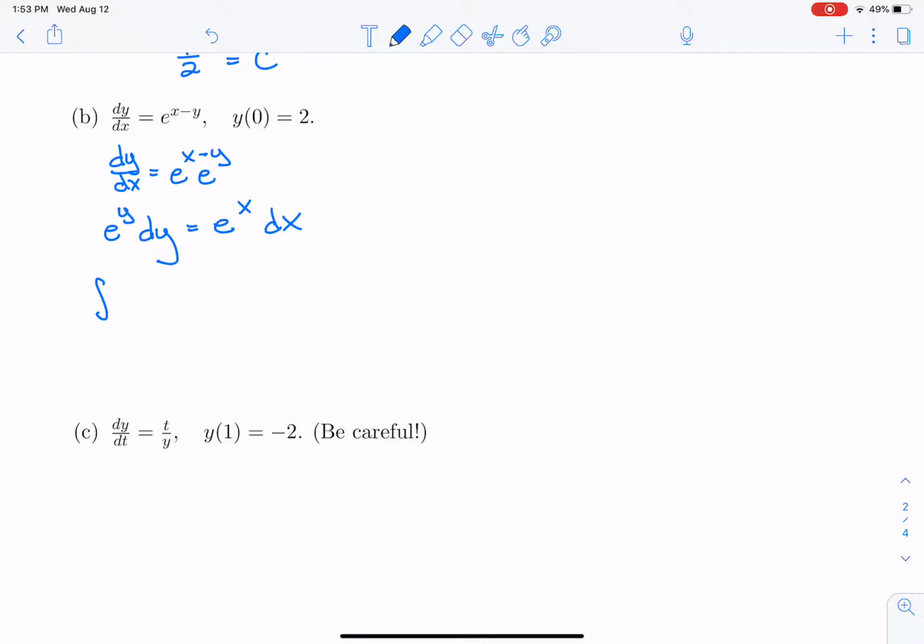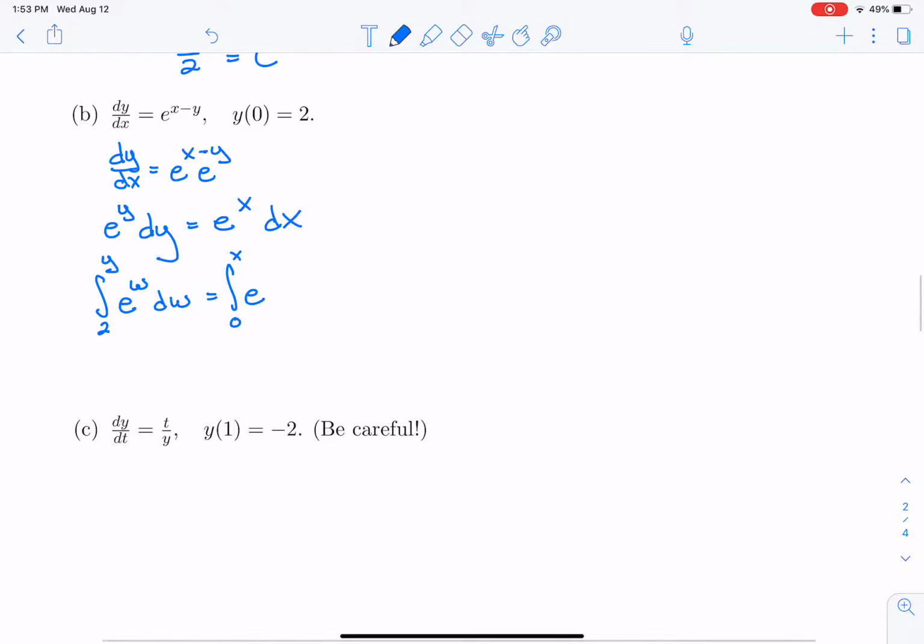Okay, so I'm going to do the integral of both sides. So I'm going to integrate from the starting y, which is 2, to y. And I'll integrate e to the, I'm going to need another letter, so I'll go with w, dw. And then I'm going to integrate the other side, starting at x equals 0 and going to x. And I'm going to integrate e to the, let's use z, dz.